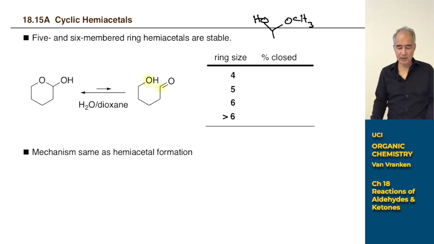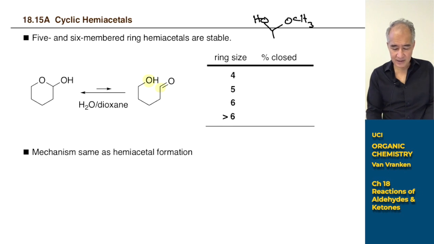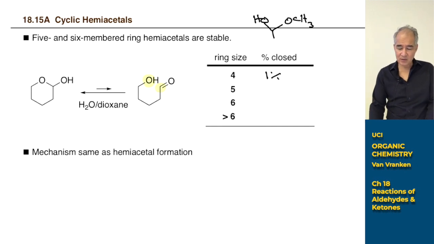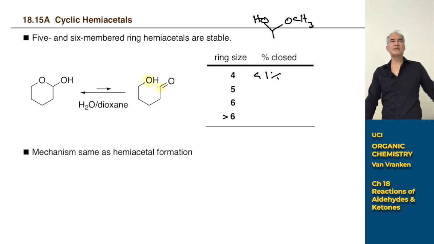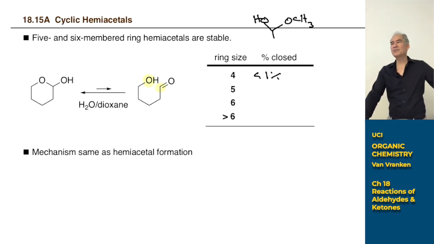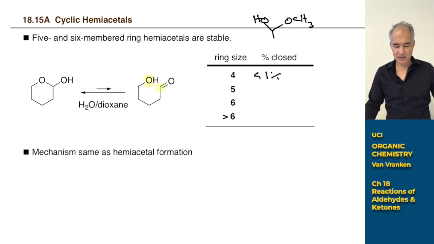Let's take a look at the equilibrium amounts. So what would happen if this oxygen atom and this carbonyl group were 4 atoms away and we tried to make a 4-membered ring? You're not going to have any stable cyclic hemiacetal out of that. Less than 1% of your hydroxyaldehyde would exist in the ring form because 4-membered rings are strained. Bond angles don't want to be 90 degrees, they want to be 109 point something, right? You don't want 90-degree bond angles in a carbon-based ring.